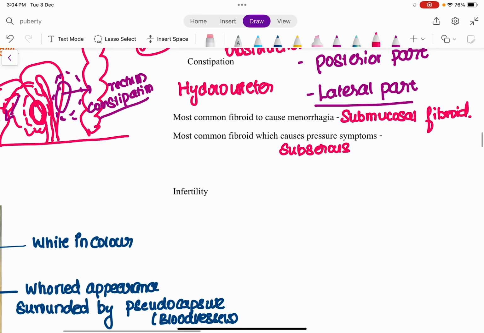Any fibroid can cause such symptoms, but the most common fibroid to cause the pressure symptom is the subserous fibroid, which is situated in the serosa, and the most common fibroid to cause menorrhagia, increased amount of bleeding or heavy menstrual bleeding, is the submucosal fibroid, right? So these are the most important questions.